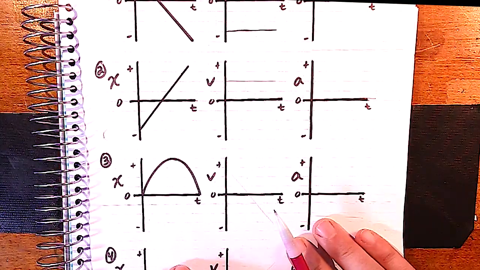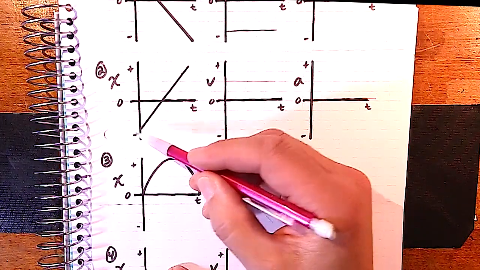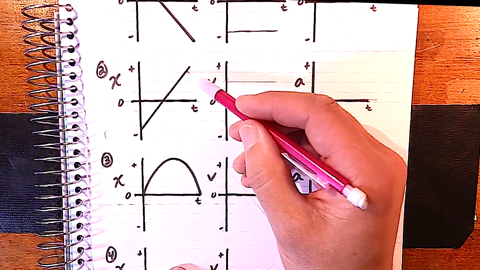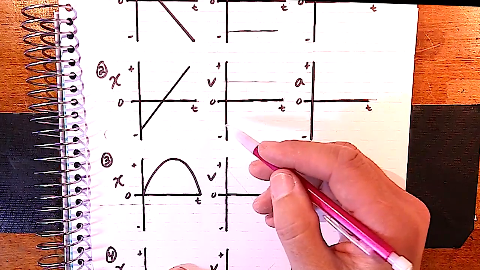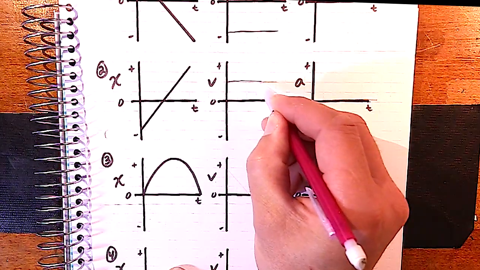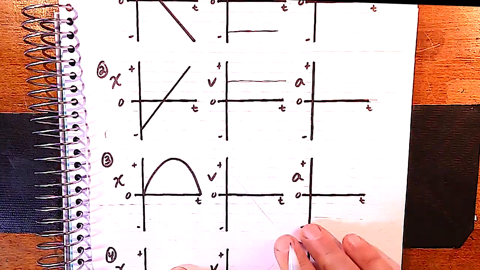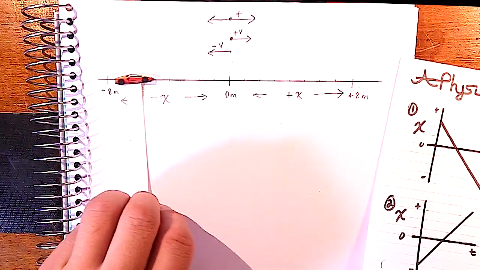This is basically the reverse of this. It starts at a negative position and ends at a positive position. The slope of this line is constant, so the velocity is constant. It's also positive, so in this case, the velocity is like this.